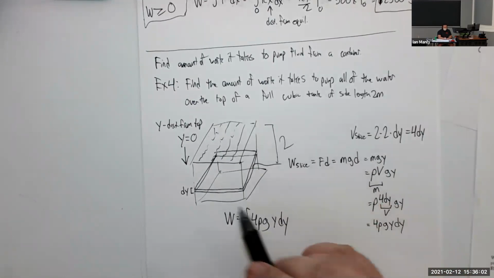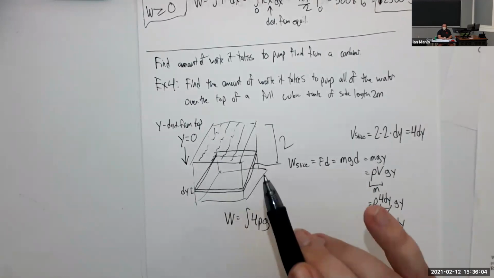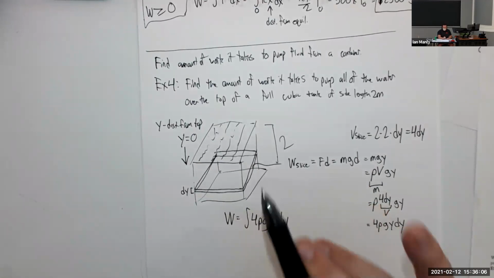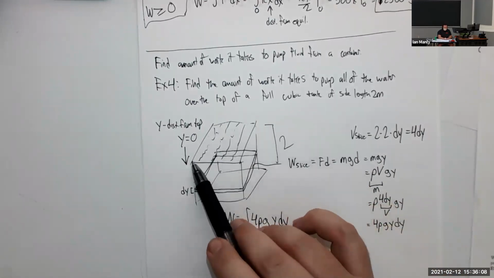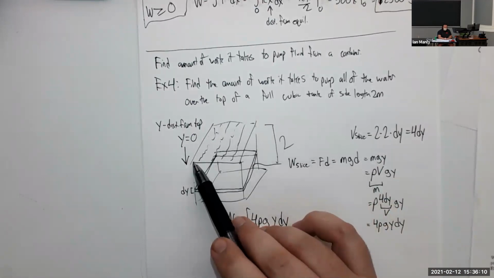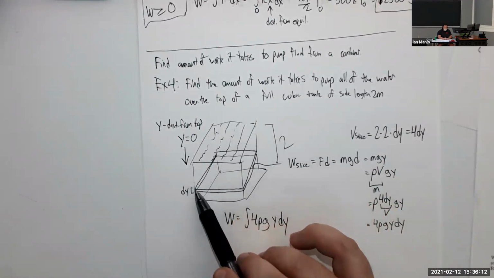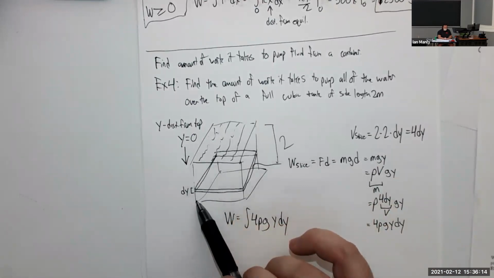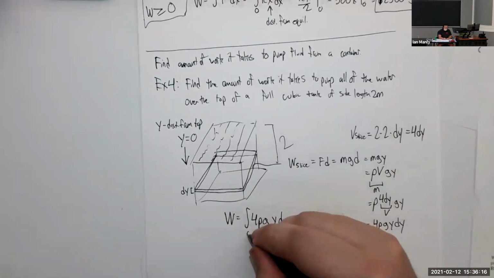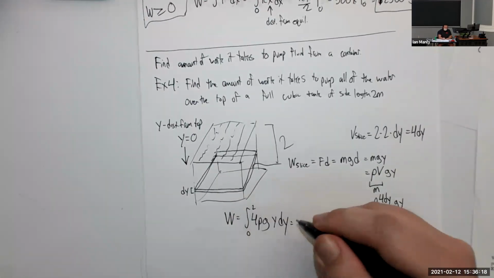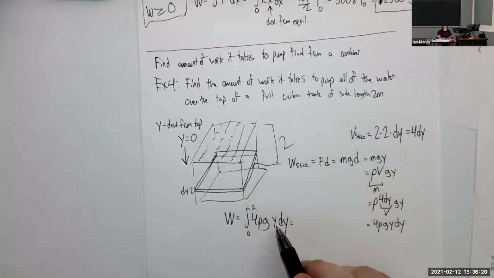0 to 2, right? So remember, we're moving water. So we want our bounds to be where the water is. So the water starts at a depth of 0, meaning the surface up here, and it goes down all the way to the bottom of the cube, which has a depth of 2. So this is going to be from 0 to 2. All right, so now we're going to integrate this.